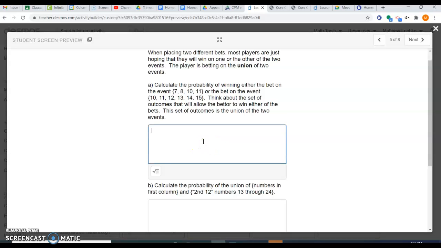And I can help you out here. So the union here is really just all the possible numbers without letting numbers be repeated. And so we want to say that it's 7, 8, 10, 11, 12, 13, 14, 15. So we want all the numbers in our union, and we just don't want them to be repeated. Because any of these numbers, if it's a 7, I win one of them. If it's a 10, I win both of them. Great. If it's a 13, I win one of them. So it's really just all the numbers that let me win. Doesn't matter if I win both. I just need to win.